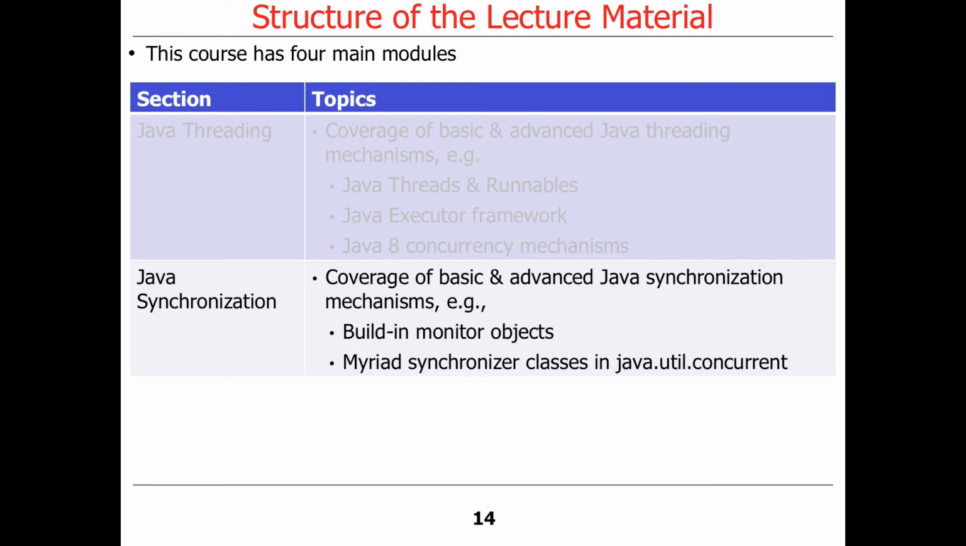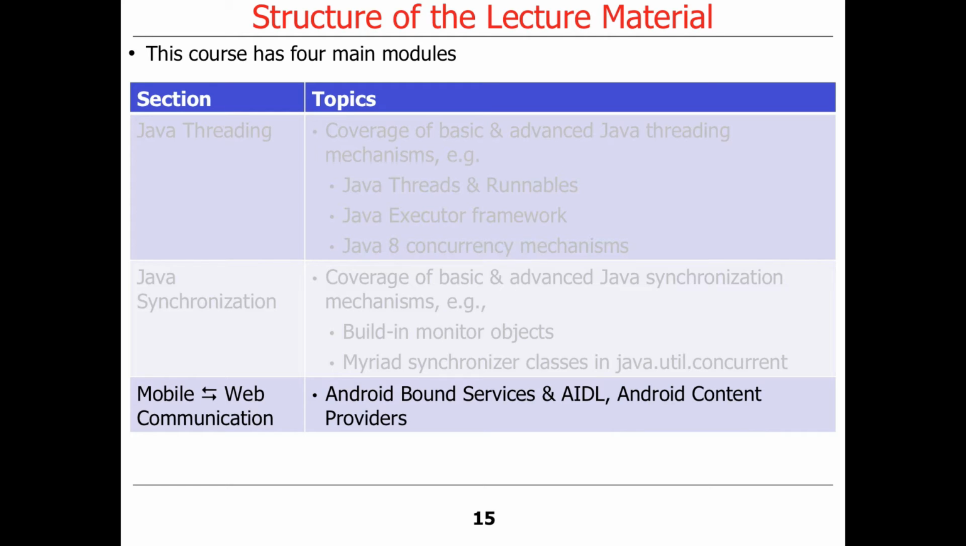We'll also spend some time talking about Java synchronization and Java synchronizers. These are basically ways of coordinating threads so they don't stomp all over each other. And we'll talk about things like built-in monitor objects, which come baked into Java, the programming language, as well as a whole pile of different synchronizer classes that are part of the java.util.concurrent package.